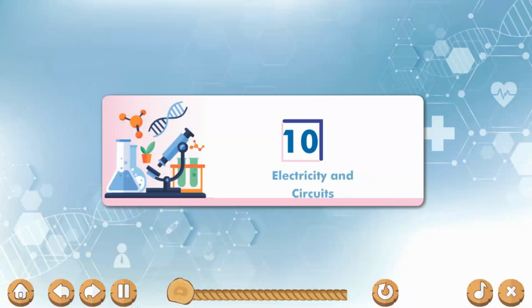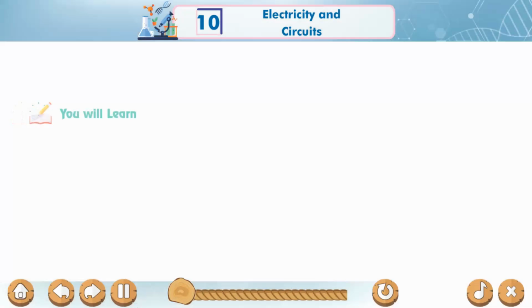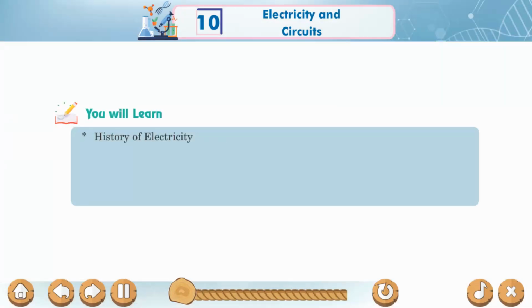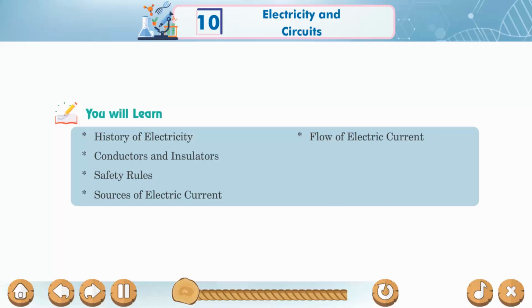Chapter 10, Electricity and Circuits. You will learn history of electricity, conductors and insulators, safety rules, sources of electric current, flow of electric current.